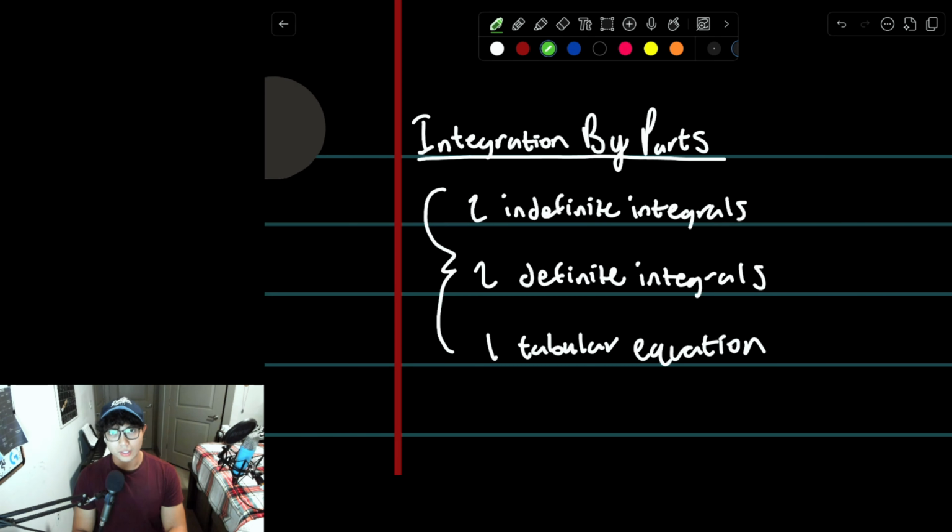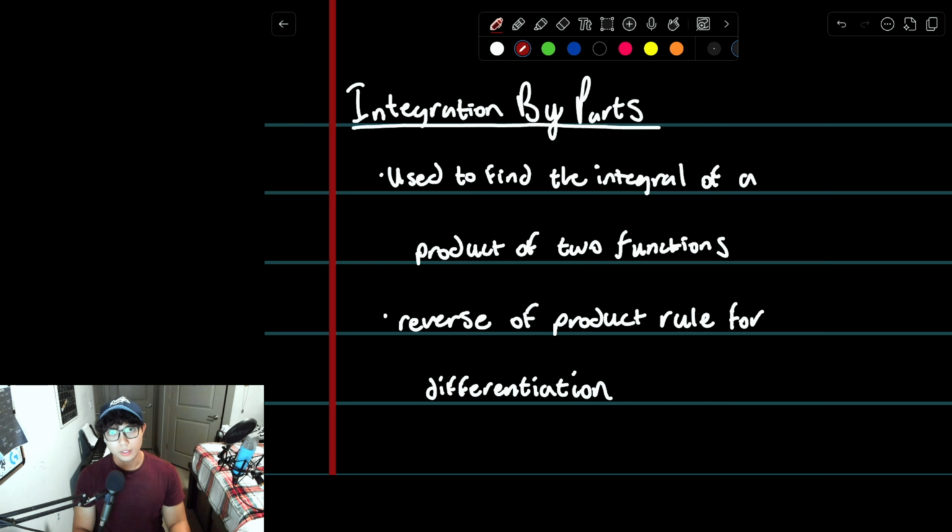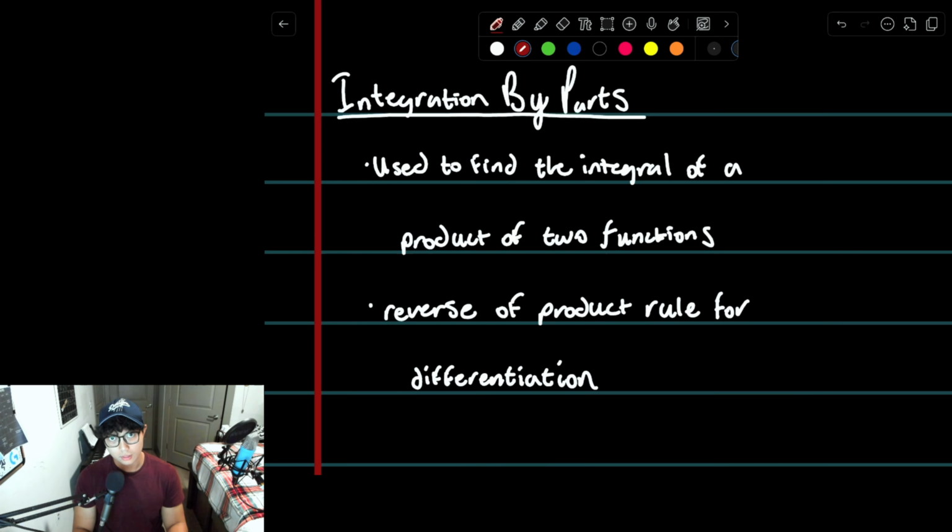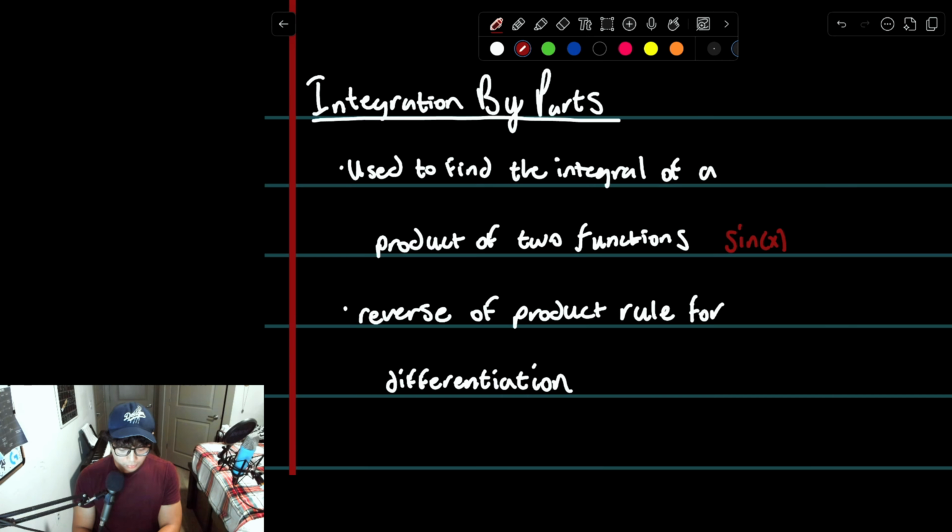For this video on integration by parts, we will be covering two indefinite integrals, two definite integrals, as well as a tabular equation example and its use case as well. So when do we use integration by parts? Well, we use it to find the integral of a product of two functions, for example, sine of x times the square root of x.